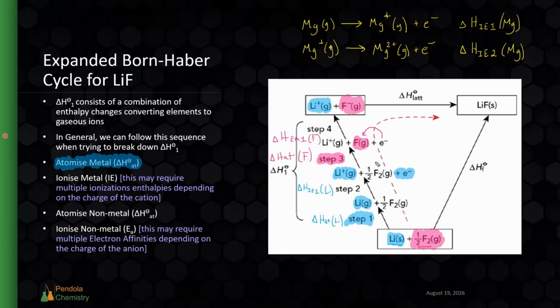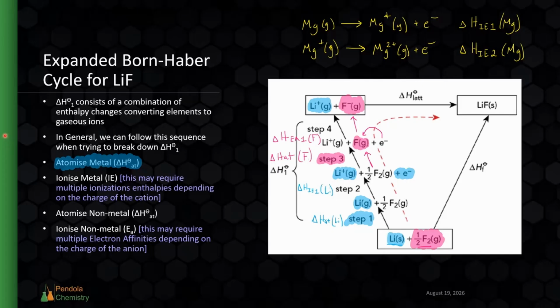We atomize the fluorine by turning it into F gas from 1/2 F2 gas. We are breaking that bond that holds the molecule together. And then we are ionizing the fluorine by adding an electron in this case, because we have a non-metal. Again, if that non-metal was -2, we would need to do 2 electron affinities. If it was -3, we would need to do 3 electron affinities, so on and so forth.